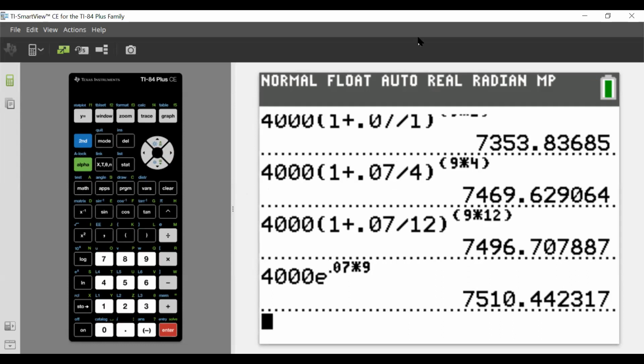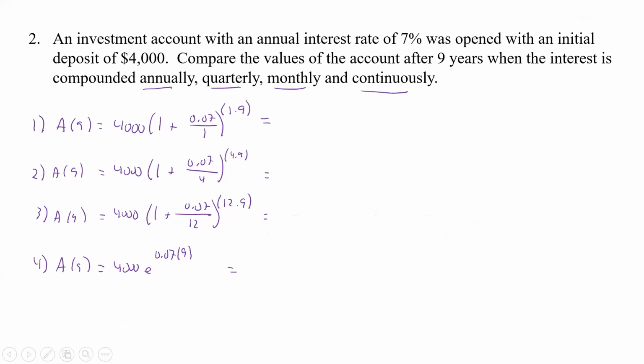Okay, so let's write those back down over here. And our first one we found was 7,353.84. Our second one we found was a little bit bigger, 7,469.63. The next one's a little bigger. It was 7,496.71. And our last one, which we'd expect to be the largest, was 7,510.44. Okay, and so those are the possible choices. Now, if I was to invest it, I would probably do this one right here, because that would give me the best interest return, give me the largest value for my money.